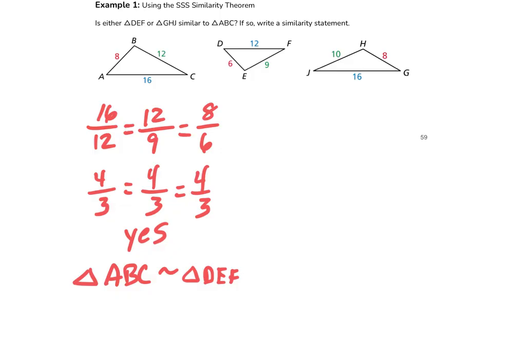Okay? Now, let's compare this one to this one. So let's eliminate the middle one, okay? We're going to compare ABC to J, H, and G. So once again, the biggest side over here is 16. Biggest side over here is 16. Medium size is 12. Over here is 10.